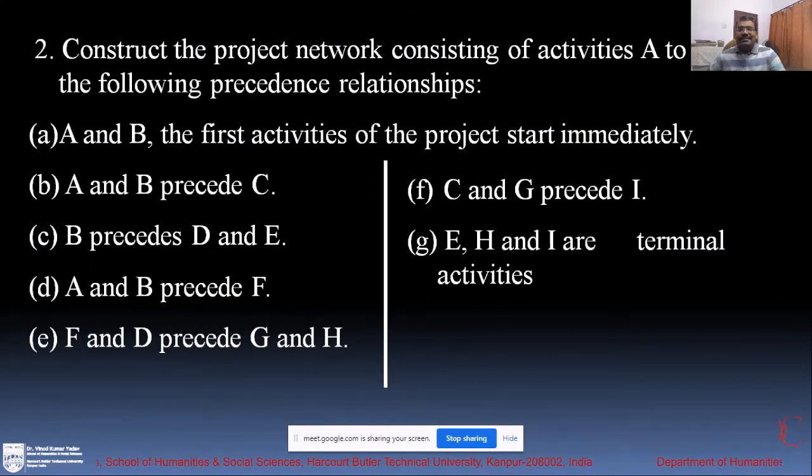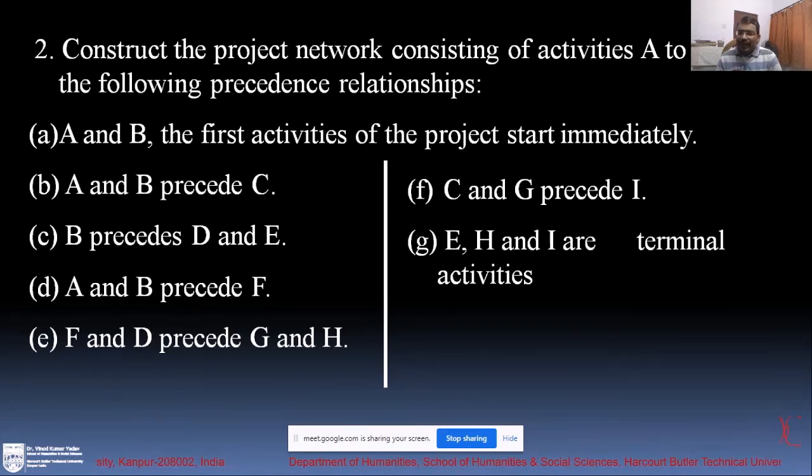The second example that I am taking is that if you have to construct a network consisting of the activities from A to I with the following precedence relationship. Now the question is given in a different format. The question says that A and B, the first activities of the project, start immediately, right? In parallel, at the same time.